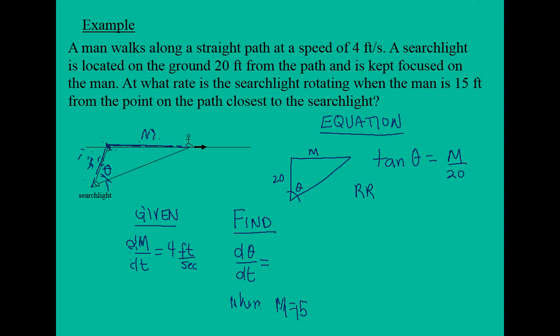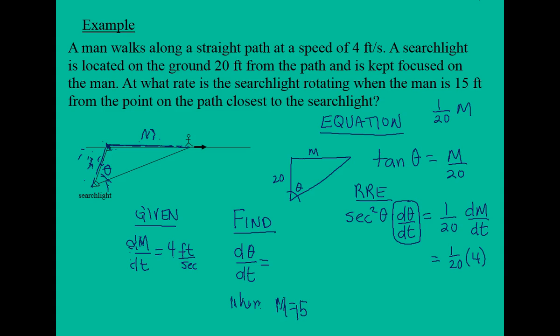So for the related rate equation, we take the derivative with respect to time. The derivative of the tangent of theta is secant squared theta. Here we have to be careful because we have to multiply this times d theta/dt using the chain rule, equals. Now m over 20 could be written as 1/20 times m. So when we find the derivative, we get 1/20 dm/dt. We are trying to solve for d theta/dt. We do have dm/dt equals 4, so we could plug that in. So we would have 1/20 times 4.